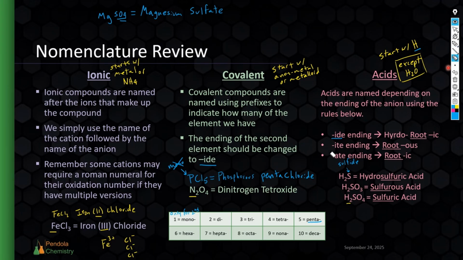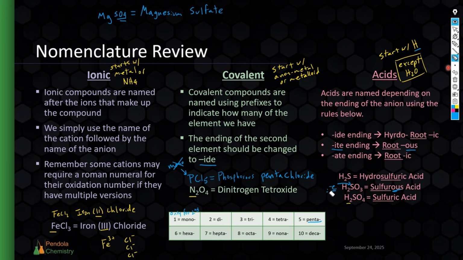On the other hand, if the ending of the ion is "-ite", then we're just going to change the ending of the element, or the root of the element, to "-ous". So here we have the SO3 ion, which is sulfite. We're going to change that ITE ending to OUS. So now this becomes sulfurous acid, H2SO3. Why? Because the ion SO3 is sulfite, so we have that ITE ending.